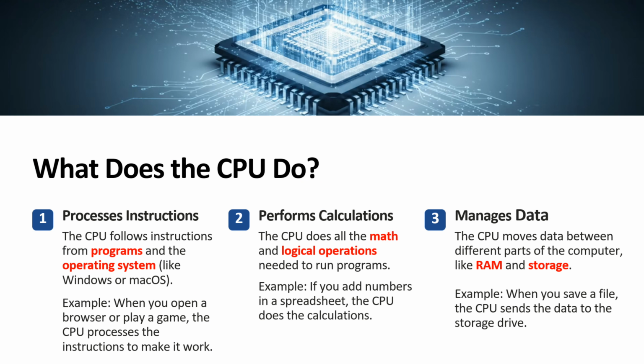What does the CPU do? First point is processes instructions. The CPU follows instructions from programs and the operating system. Examples of operating systems are Windows or Mac OS. For example, when you open a browser or play a game, the CPU processes the instruction to make it work.